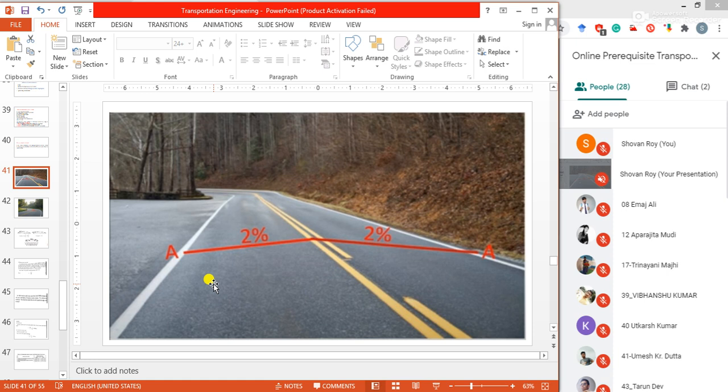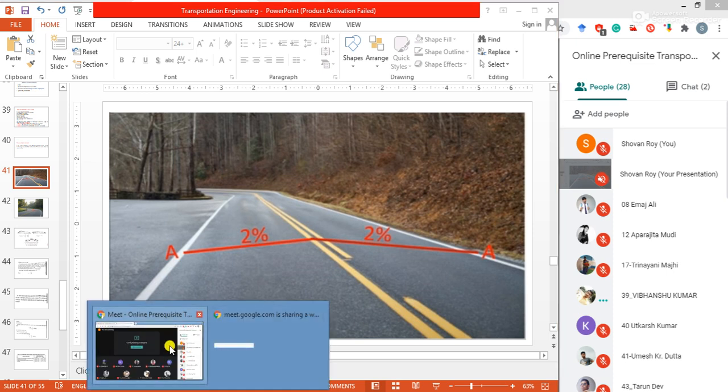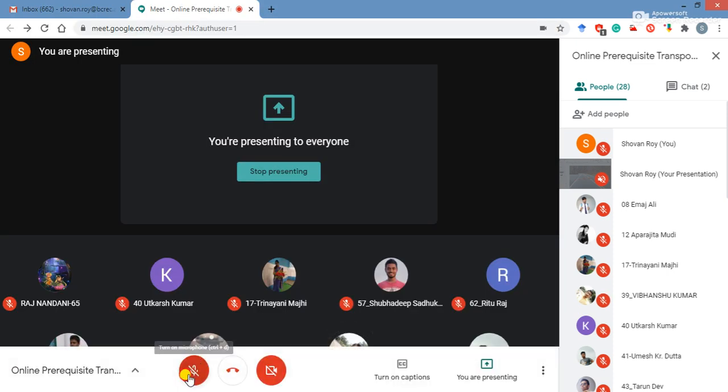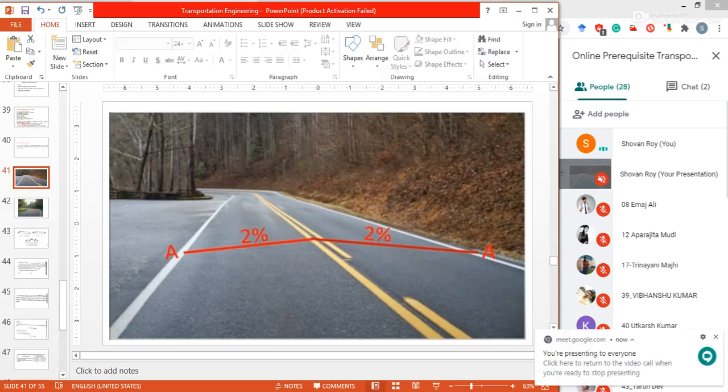To prevent the entry of water into the bituminous pavement layer, as continued. Yes. Oh, sorry.